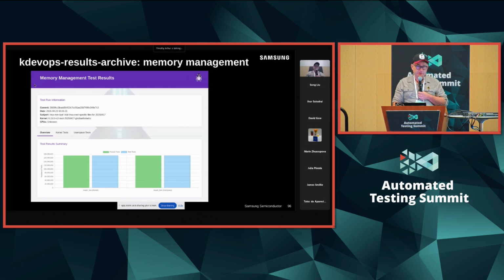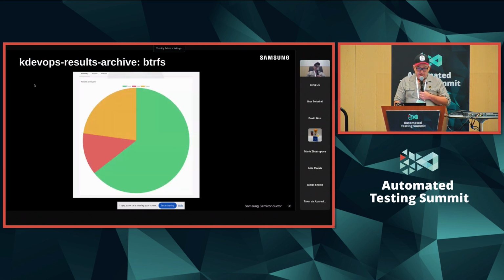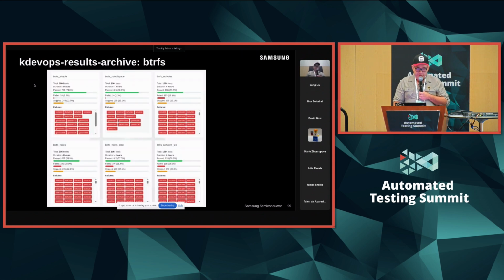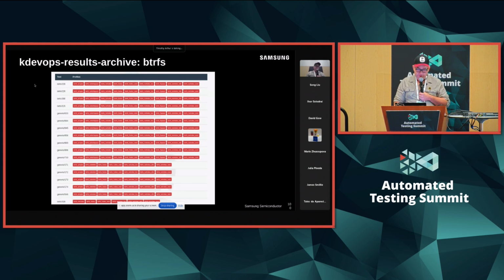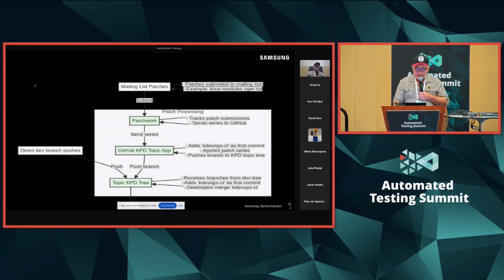So here's some examples of what this looks like. AI generated all this stuff. This is on memory management. This is running the tests on MapleTree, radix trees. And here's an example of dashboard results on ButterFS, all the tests that are run, the pass rates, and all this other stuff. More on ButterFS, more. Here are the failures, for instance. Here's the different profiles that you have for ButterFS.